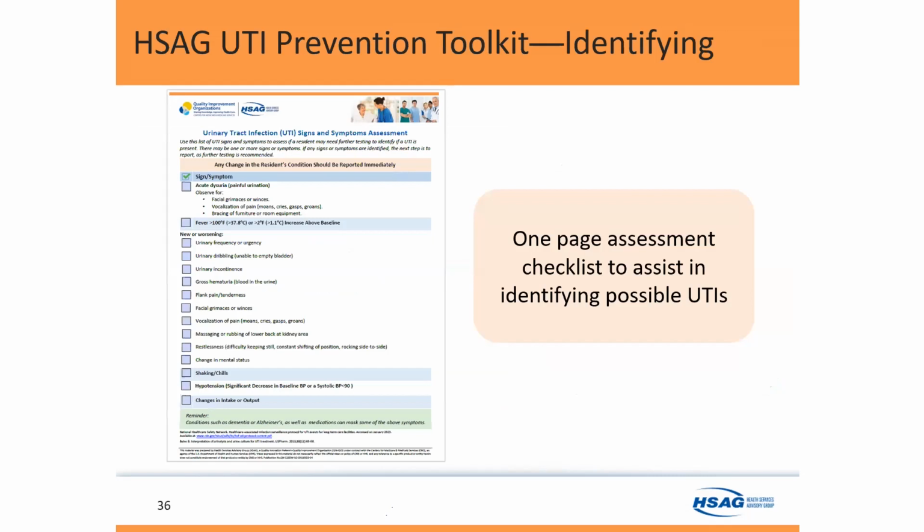So we look here, we have the acute painful urination with facial grimacing, gasps or groans, fever. They may have blood in the urine and or a change in mental status. Again, change in mental status alone may not be indicative of UTI. Also remember that conditions such as Alzheimer's or dementia or medications can mask some of the symptoms listed.